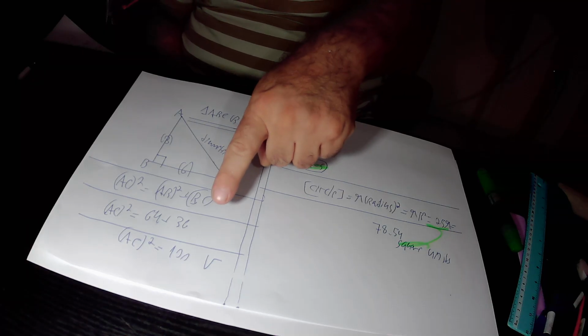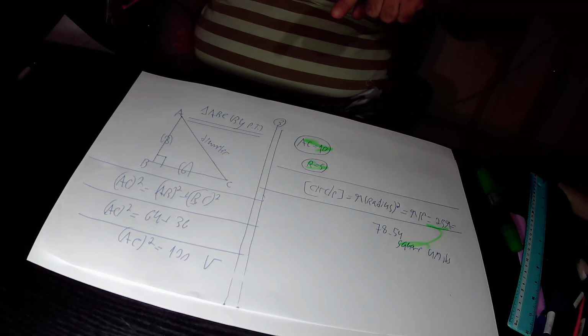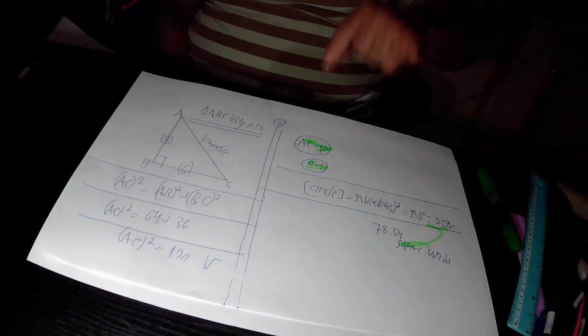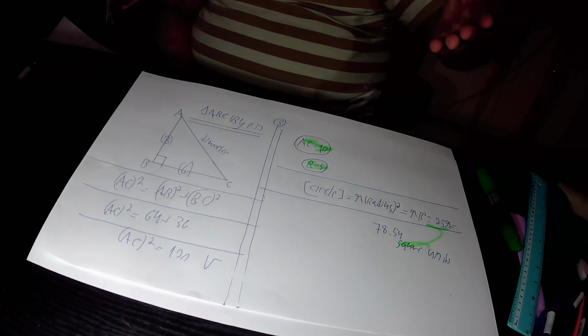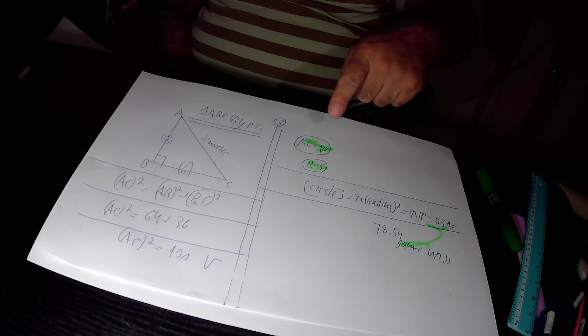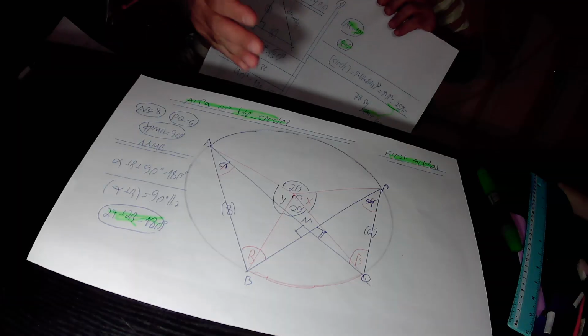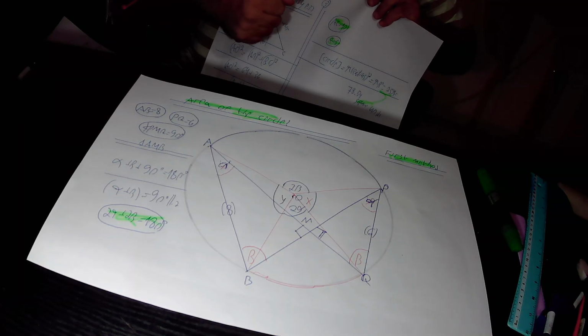Here we took the square root of this equation and found that the diameter AC equals the square root of 100, that is 10. So the diameter AC is 10, therefore the radius must be equal to half of it, that is 5. So the radius of this circle R equals 5 units.